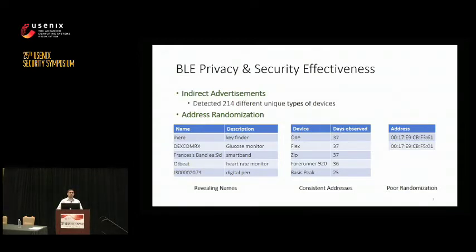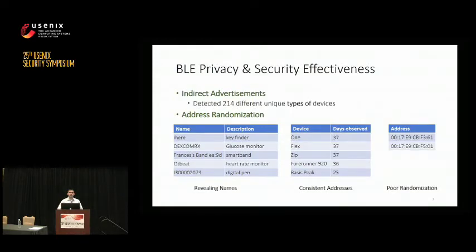Most of the devices do not rely on the more private direct advertisements. In fact, just from these indirect advertisements, we were able to observe more than 214 unique types of devices, not just unique devices, unique types of devices. We also found that this scheme of address randomization really is not effective in practice.